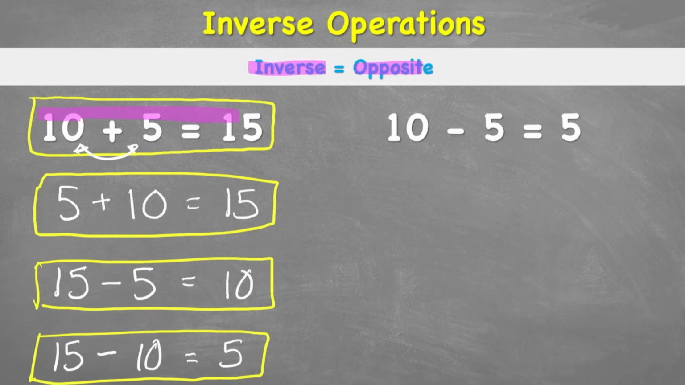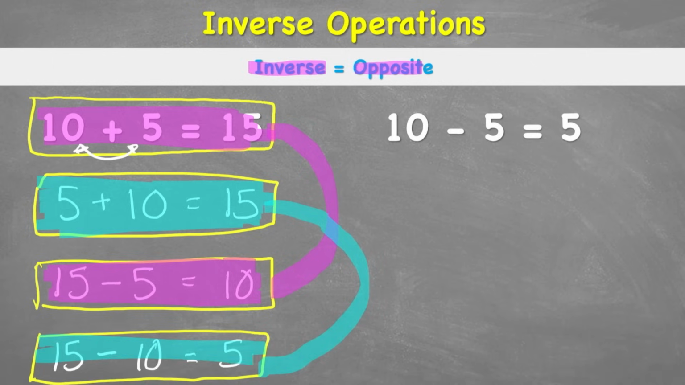We have 10 plus 5 equals 15, and we have its partner, its inverse, which is 15 minus 5 equals 10. They are linked, they're the inverse. And then the other number sentence for addition is 5 plus 10 equals 15, and then its number family inverse is 15 subtract 10 equals 5.